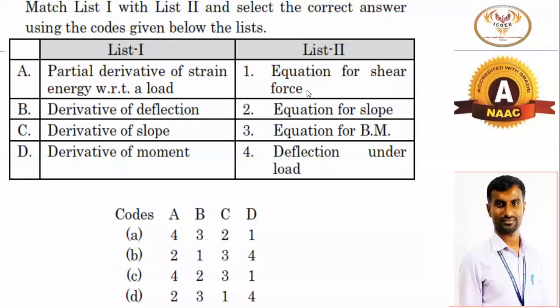Now next, you have to match list 1 with list 2. Now see list 1: partial derivative of strain energy with respect to the load, then derivative of deflection, derivative of slope, derivative of moment. And in list 2, they have given the equation for shear force, then equation for slope, then equation for bending moment, deflection under the load. Now tell me what is the correct sequence, correct match?